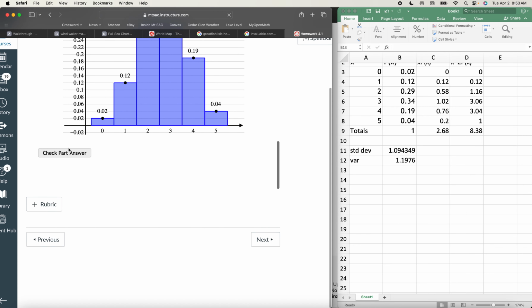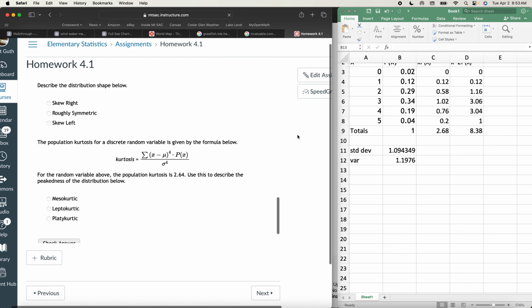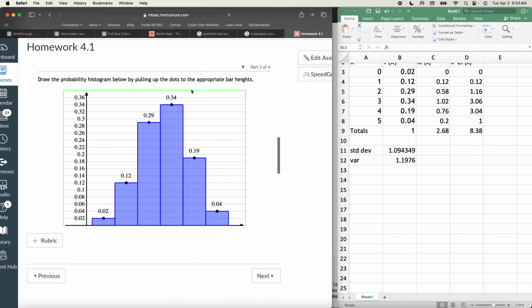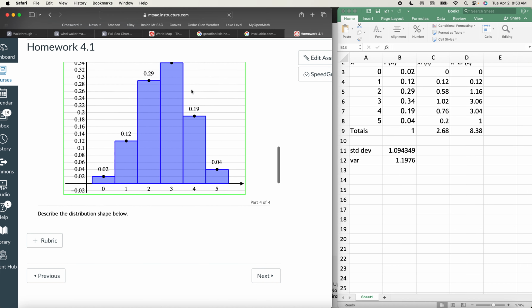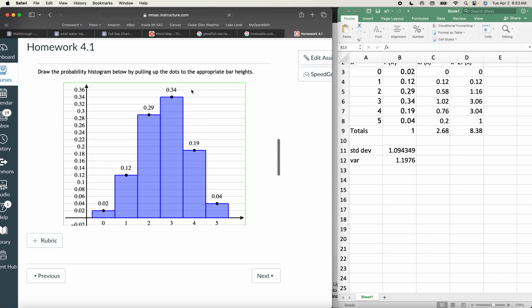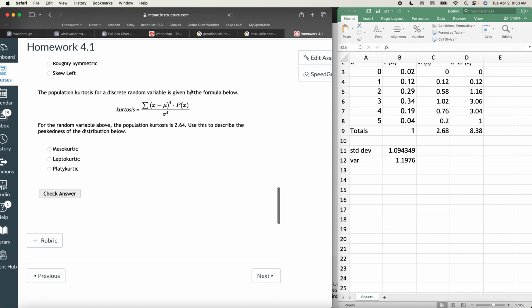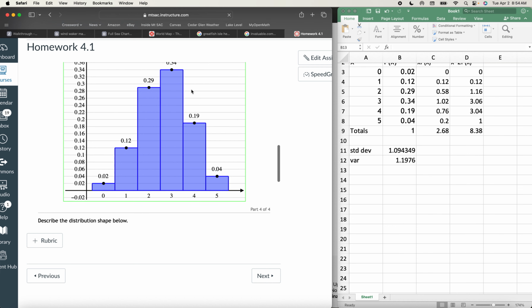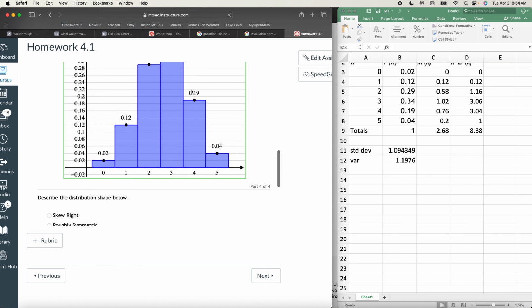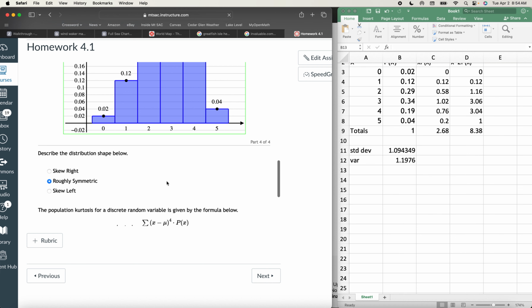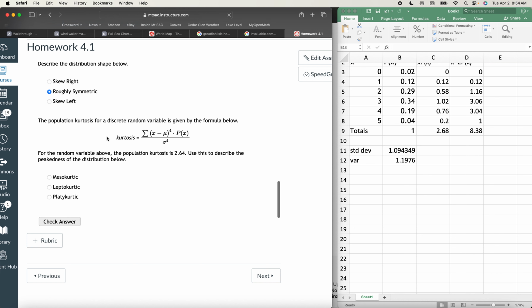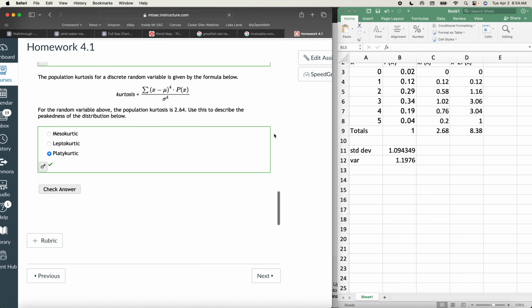Okay, see if we can get that to scroll. Okay, so looks great. And then the distribution, I don't know if that's skew right or skew left, is very difficult. If I knew what the skewness was, I'm going to go ahead and guess that this one is roughly symmetric. And then it gives the formula for the kurtosis. Here it's 2.64. Anytime it's less than 3, we call it a platykurtic distribution. I'll check everything here. Should be good to go. Okay, roughly symmetric, platykurtic, that's it.